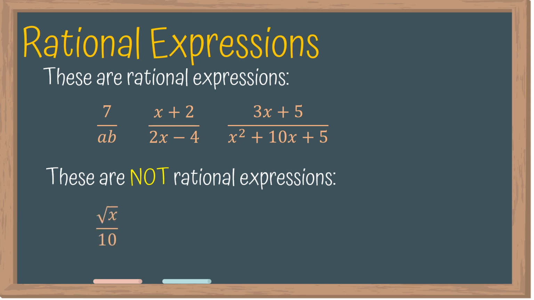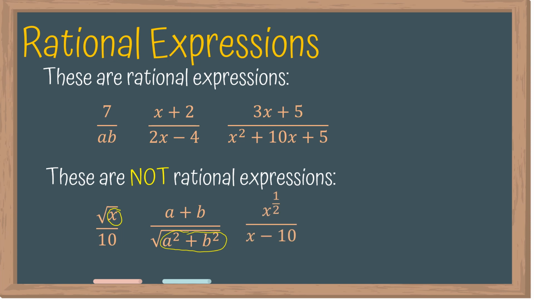First, we have the square root of x over 10. Bakit? As you can see, we have here a variable inside the radical sign. Second, we have a plus b all over the square root of a squared plus b squared. Again, this is not a rational expression because we have here an expression inside the radical sign.